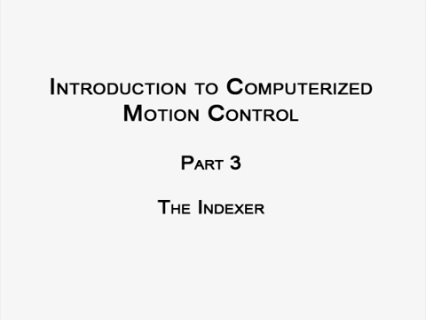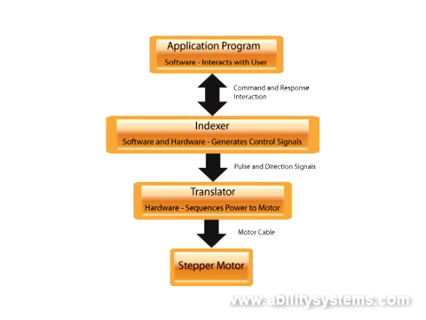In the previous session, entitled The Stepper Motor and Translator, the translator portion of the control system was described as a black box that responded to pulse and direction signals so that each pulse affected movement of the motor shaft by a tiny amount. The direction input determined whether the pulse moved the motor shaft clockwise or counterclockwise. The portion of the control system that generates these signals is called the indexer.